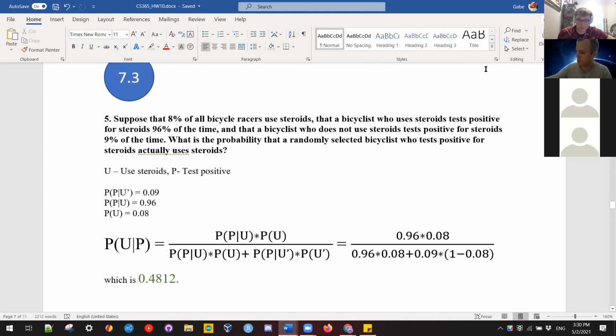Well, bicycle racers, steroids, that's relevant to discrete mathematics people, right? So we're gonna go ahead. For a bunch of steroid using bicycle racers. Exactly.